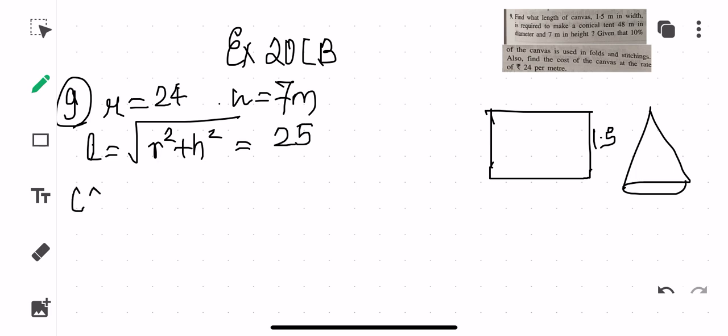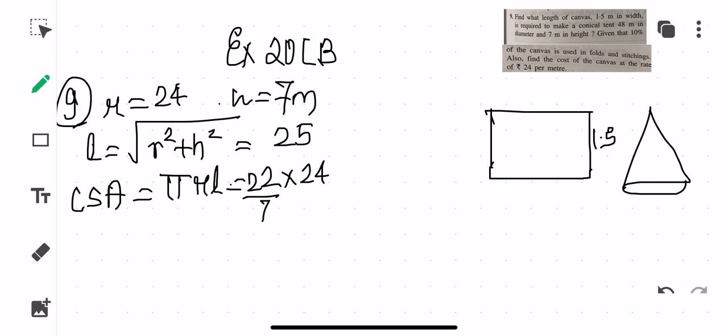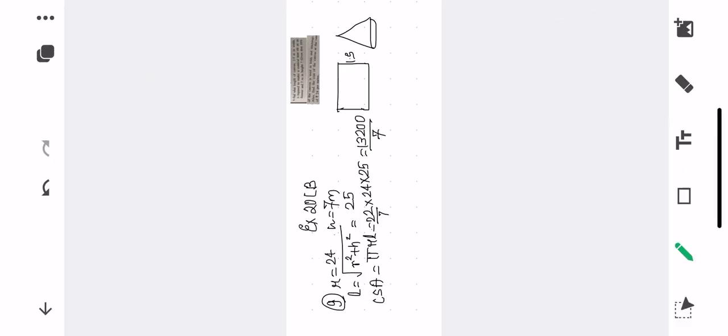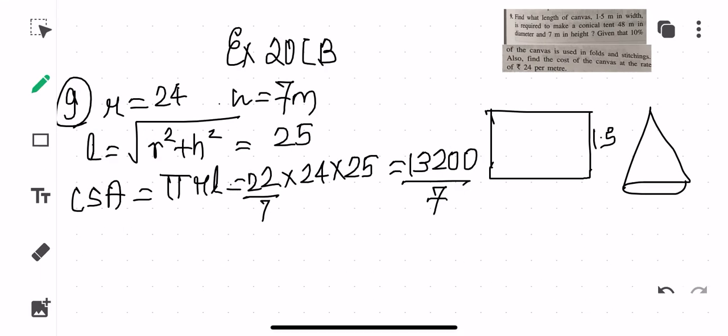Now CSA we have to calculate. So CSA was equal to pi r into L. So this was equal to 22 upon 7 into radius 24 into 25. So up to here also we were right. So here we calculated this as 13200 upon 7. So up to here it's right, children. Now there is another way. You don't have to find out 10% of it instantly, children. Why? Because you have to account that 10% of this has been used in stitches and all.